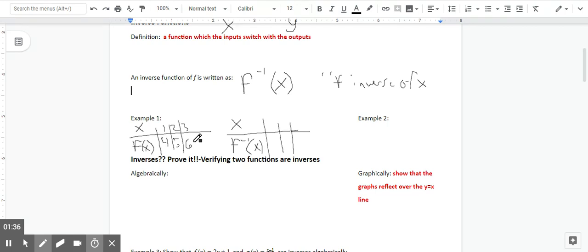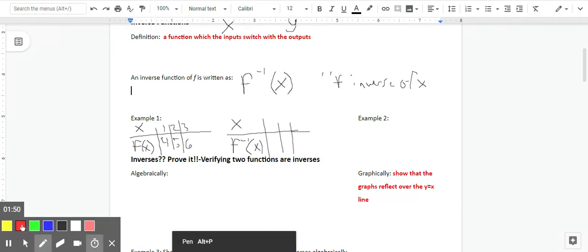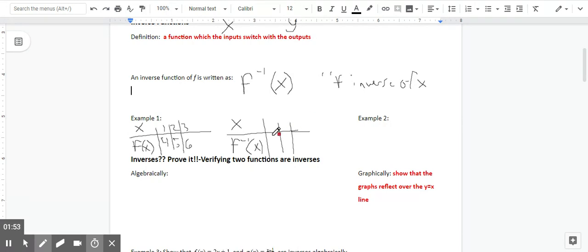So if I want to find the inverse of a numerical representation, so that could be a table, it could be coordinate points, any way of writing it like that, with x and y values, we switch x and y. So the inverse wouldn't have 1, 2, 3 as the x, it's going to have 1, 2, 3 as the y. So instead of writing f of x here, I'm going to put f inverse of x, which still means y. And now I write 1, 2, 3 as my y values and 4, 5, 6 as my x. So you're literally switching the x and the y.